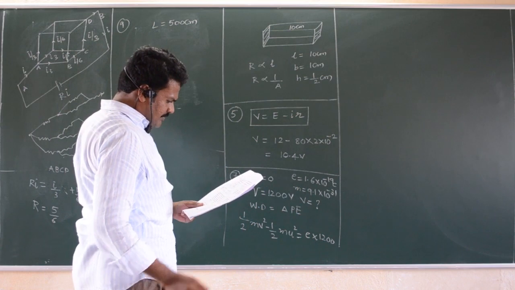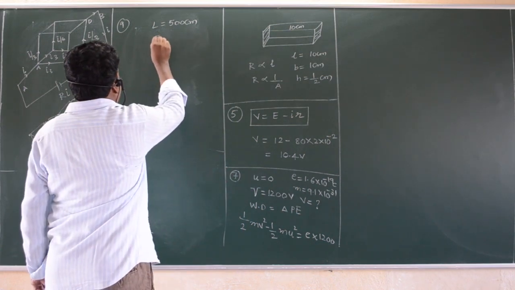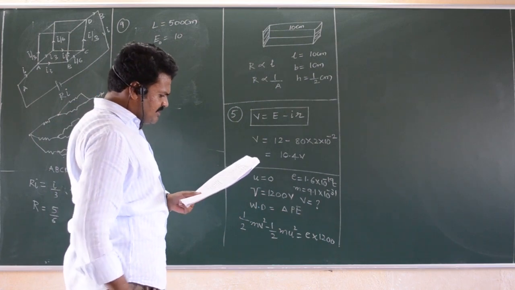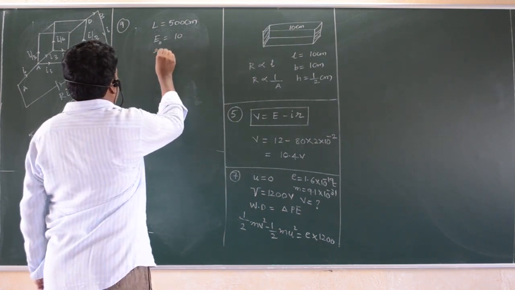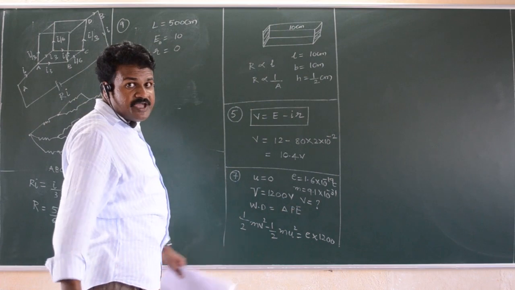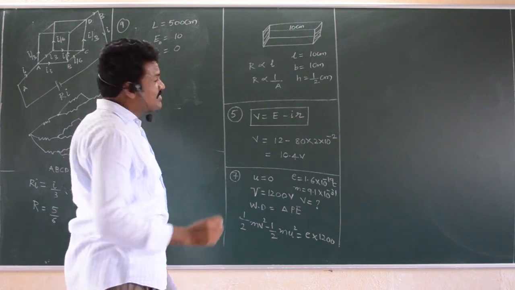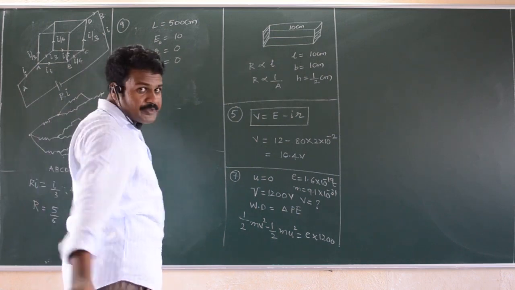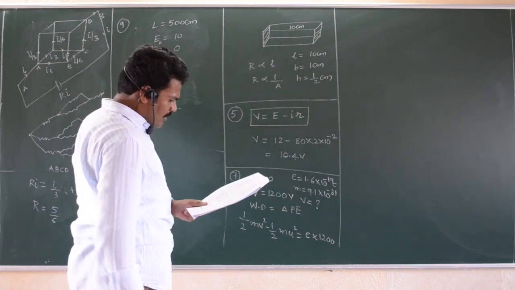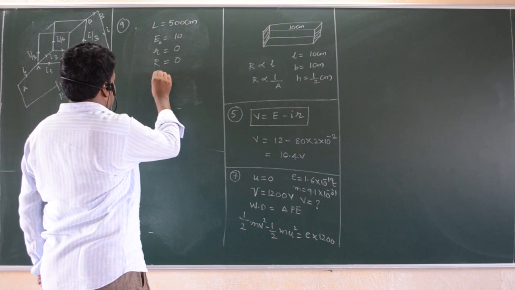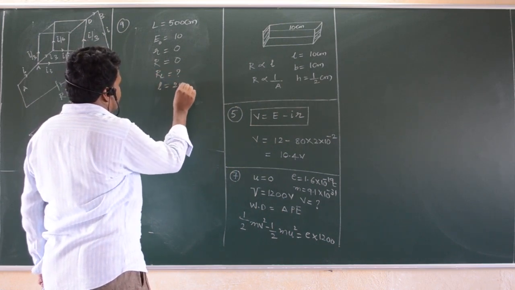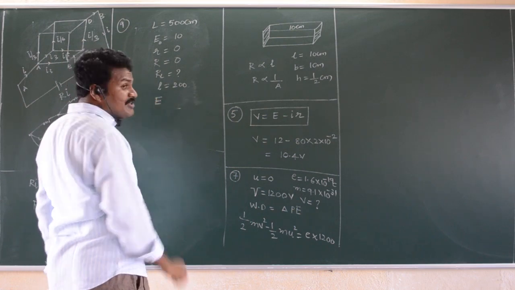And the EMF E naught is given as 10. He told that it has negligible internal resistance, small r is equal to 0. And it is not connected to any external resistance, so no rheostat is there. So R is equal to 0, and RL is not given. Balancing length is given as 200, and it is asking for the EMF of the secondary cell.